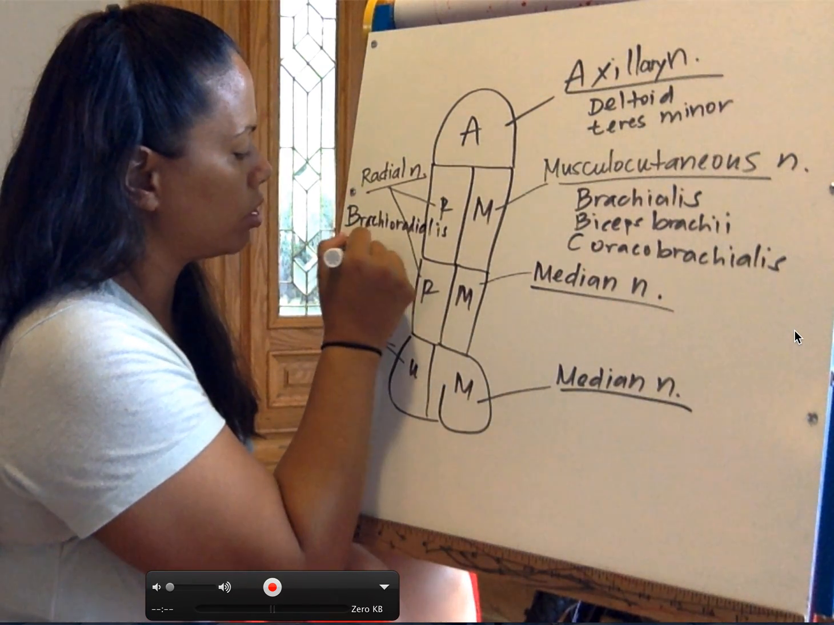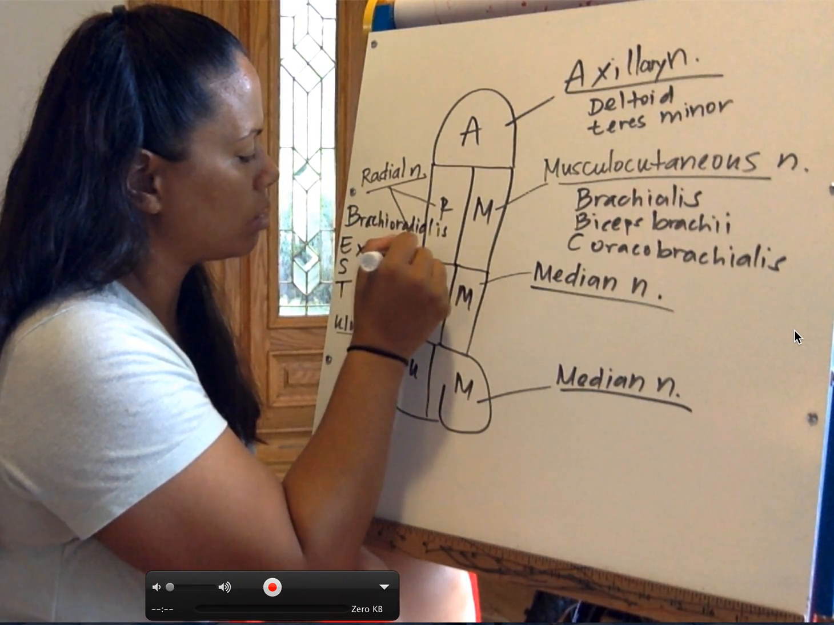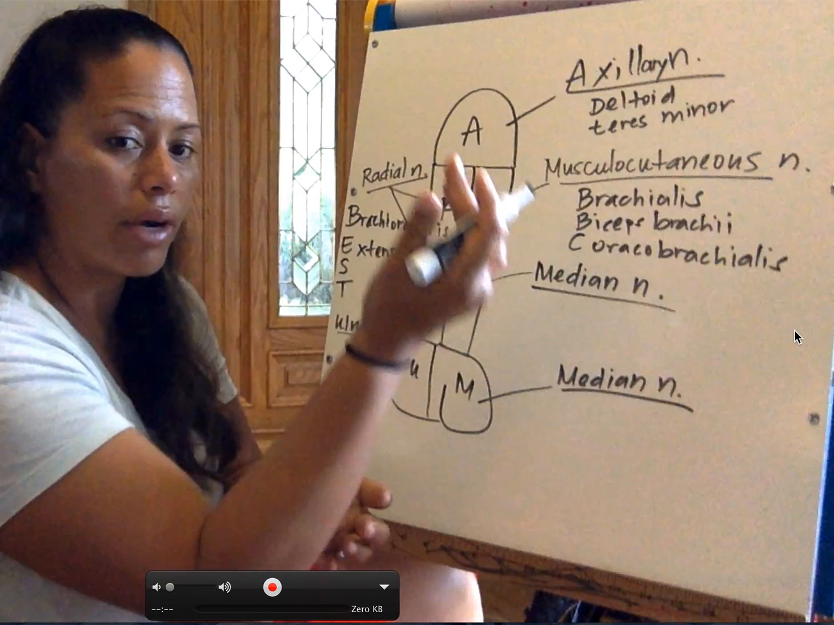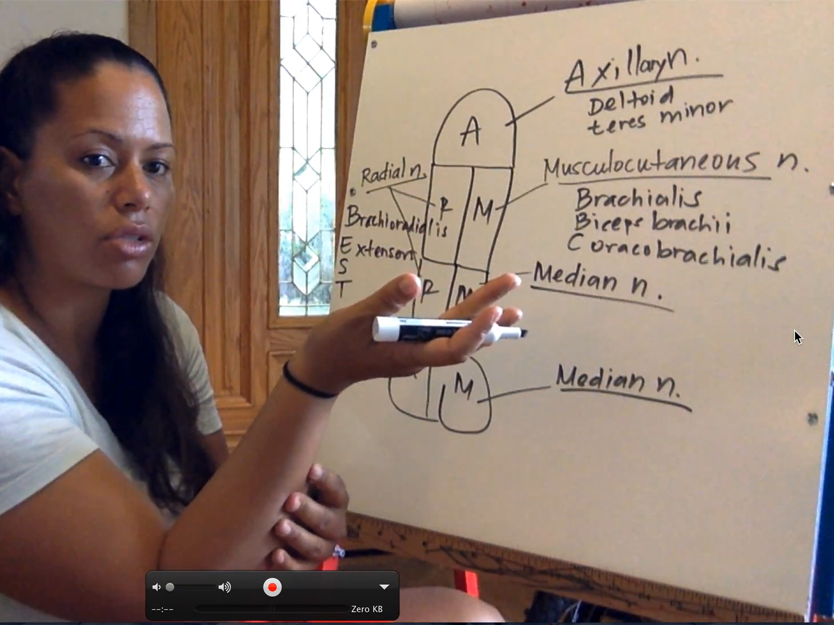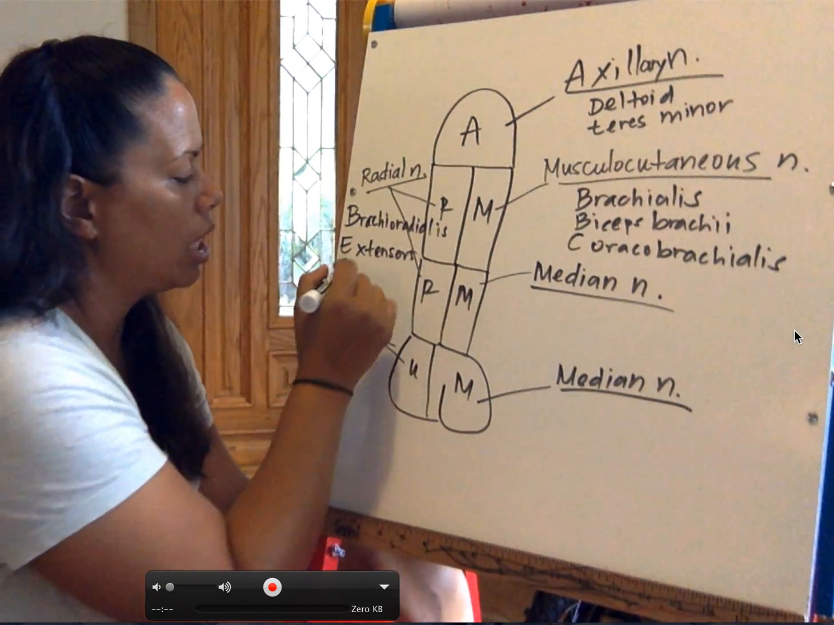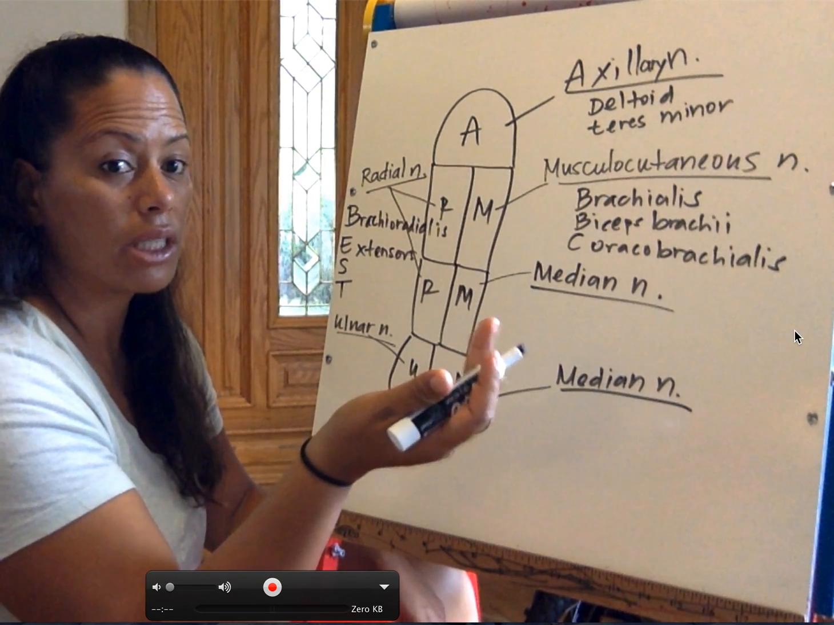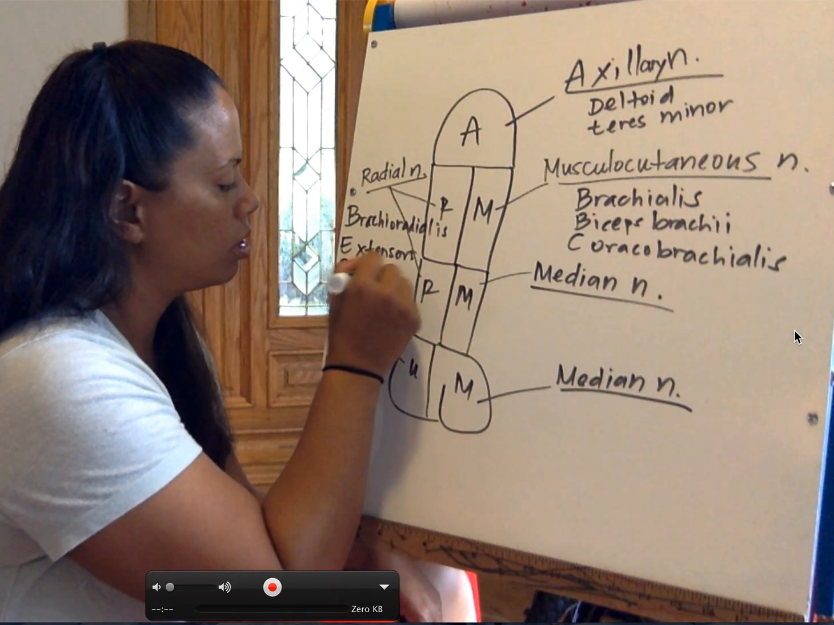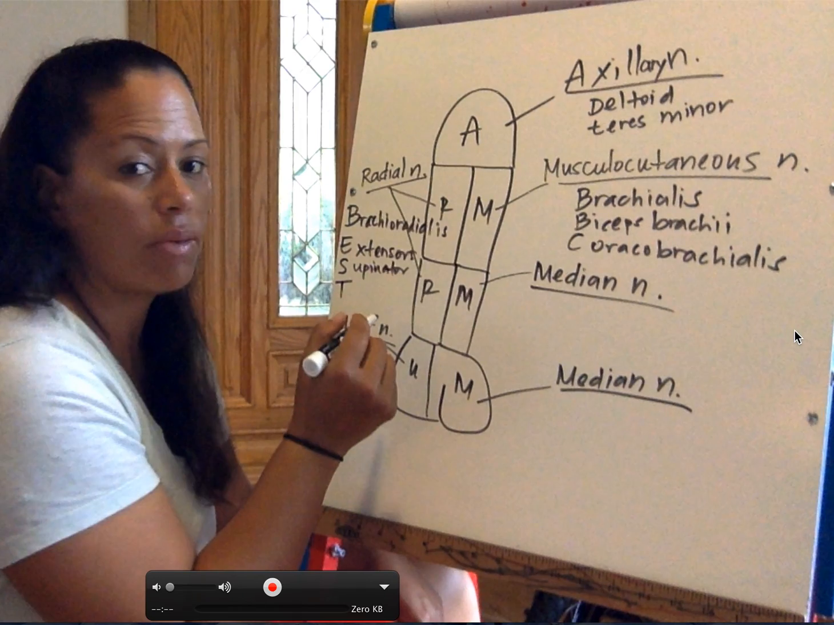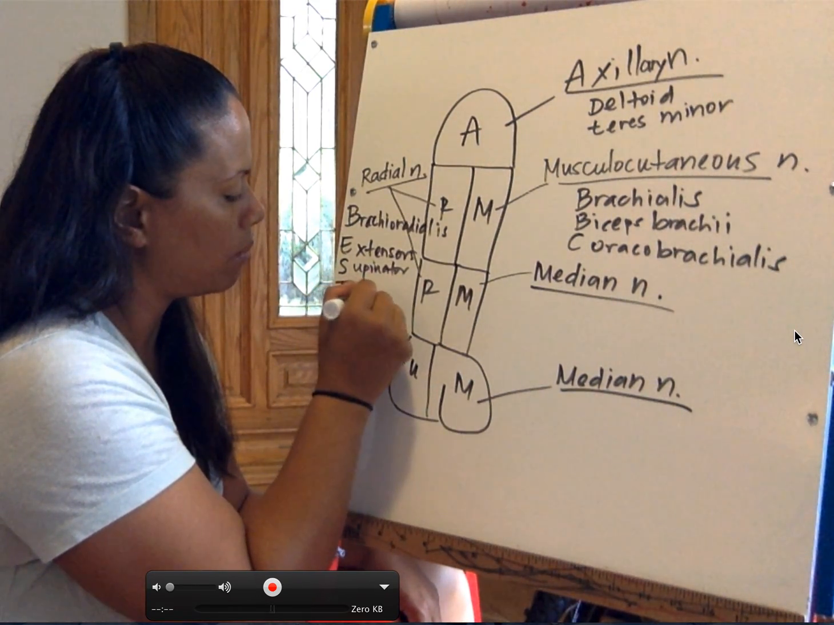Next one, extensors. We don't have to name all the extensors, we just have to know the extensors, right? An example would be extensor digitorum, which is controlled by the radial nerve. And then sup is up, so the supinator. And the three-headed muscle in the back of the arm is triceps brachii.